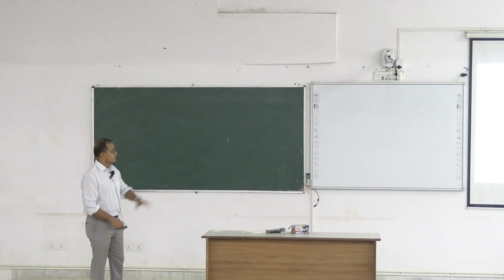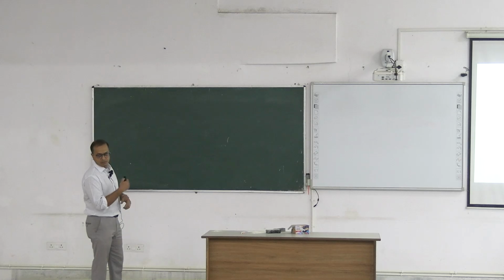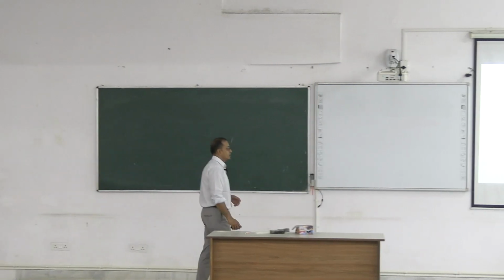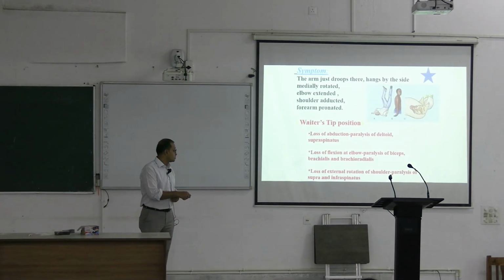So, once again, this particular problem you have to write about, when it commonly happens, like you may have a fall like this where the neck is super extended or fractured like this, or it commonly happens during childbirth when the head is pulled too much. This results in the arm dropping by the side, medially rotated, elbow extended, shoulder adducted and forearm pronated. There is a loss of abduction, and you have to explain the muscles which are not going to work.